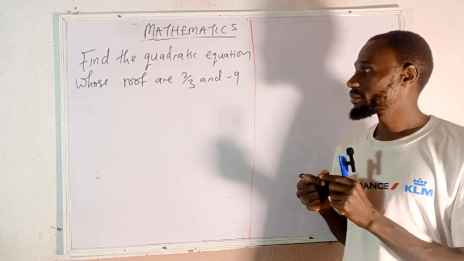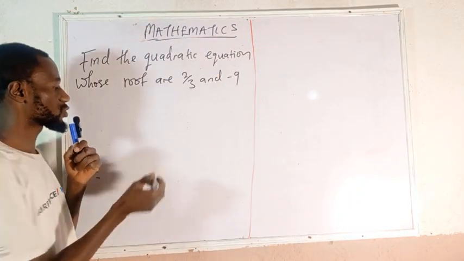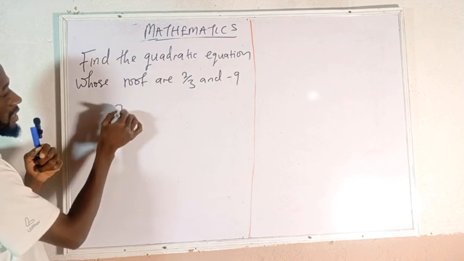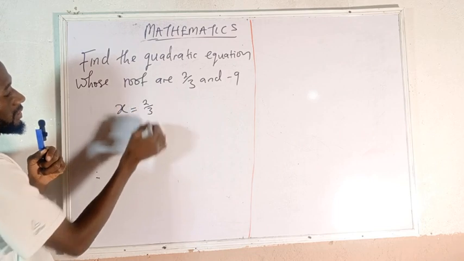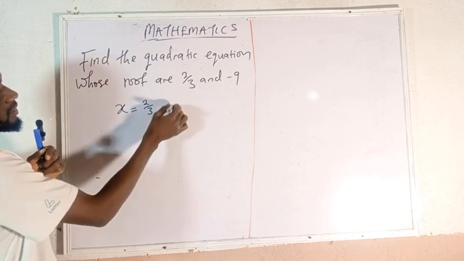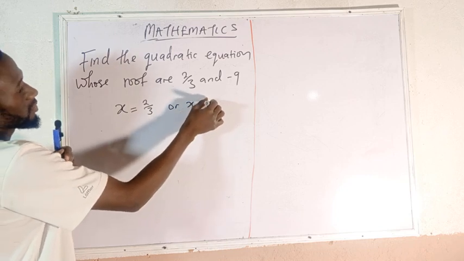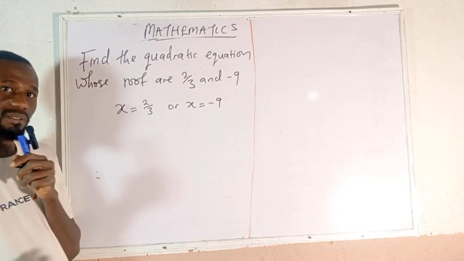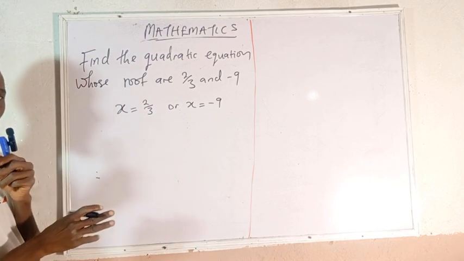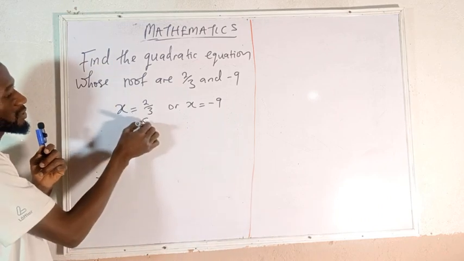Now remember, when solving a quadratic equation, you are finding something related to, that's x is equals to, let's say 2/3, or x is equals to -9. That's when solving a quadratic equation, you need to find the two values of x. Okay, let's solve this question.